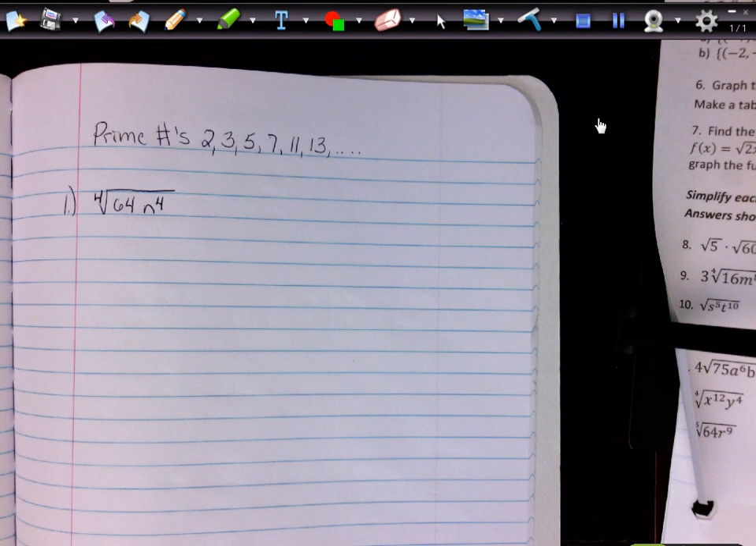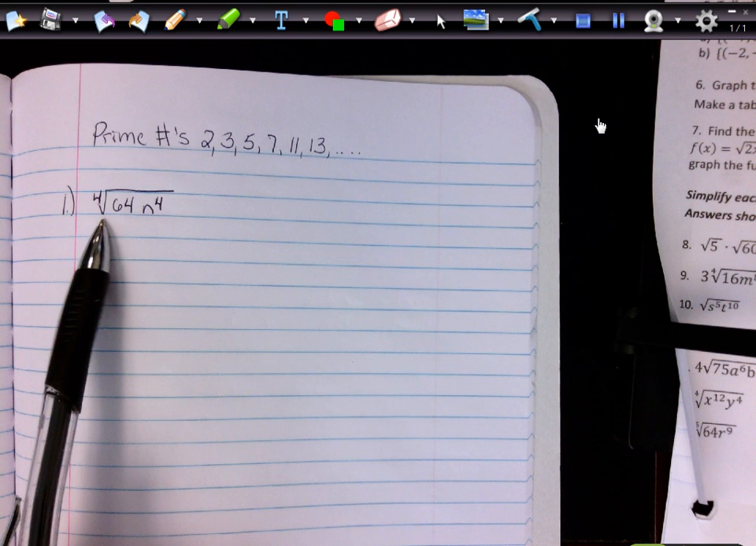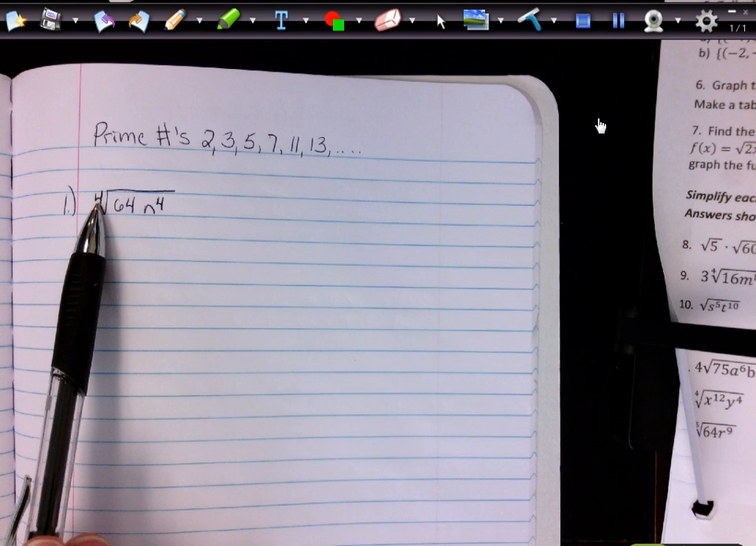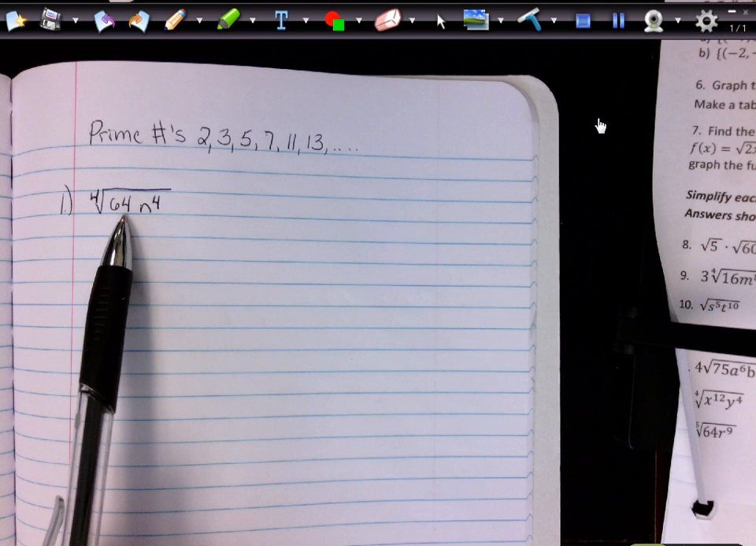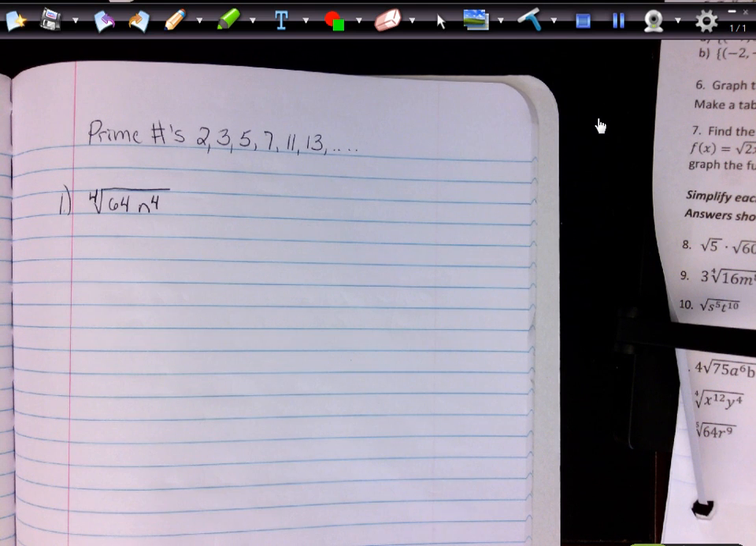Alright, I went ahead and wrote the prime numbers at the top of my paper, and I want you to do the same thing. Go ahead and write those prime numbers up there so that you know what you're allowed to divide by. And number 1, we have a 4th root. That's what that little 4 right there means. That's an index of 4. So a 4th root of 64 n to the 4th. Make sure you have number 1 written down.